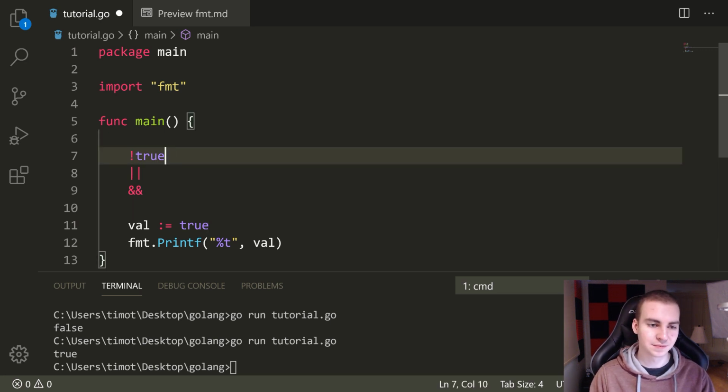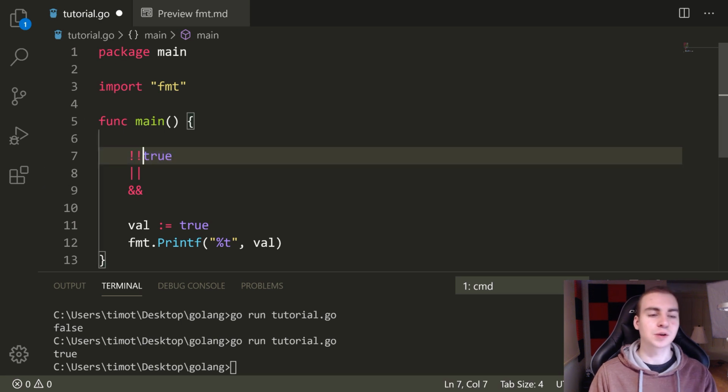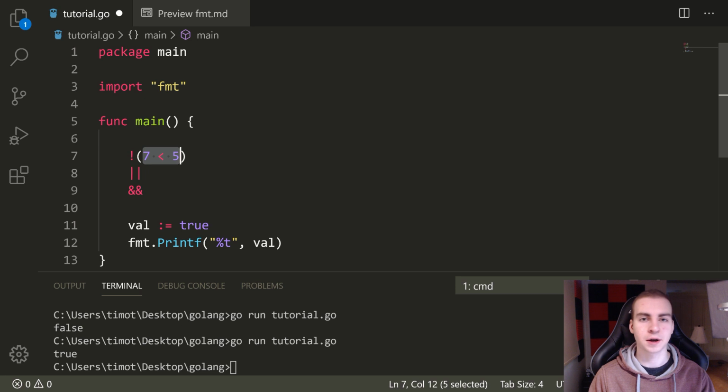If I do not not true, that's true, because you say, okay, the not of true is false, and the not of false is true. So you can imagine that this can get quite complex when we start adding all these things together, but you can put this exclamation point before. Like I can do something like not 7 less than 5, and this will actually be true, because this is false, then you not it, that becomes true, right? So that's the idea behind that one.